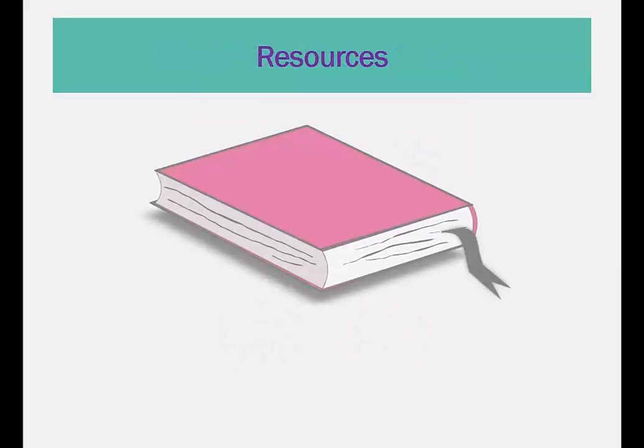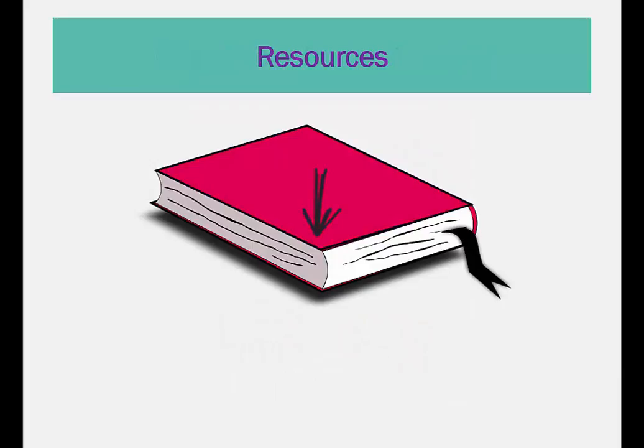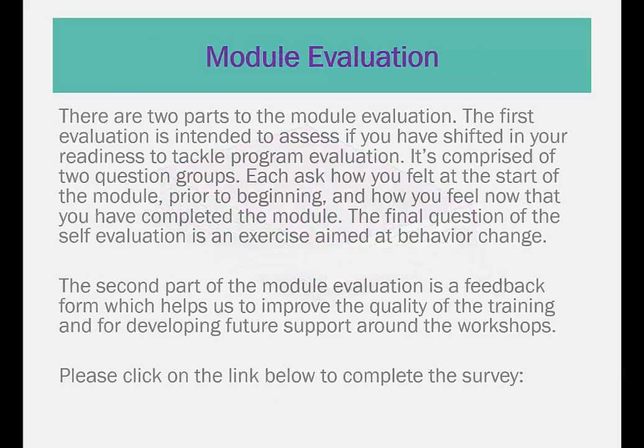Here you will find some recommended resources and readings on implementation if you would like some further information. There are two parts to the module evaluation. The first is intended to assess if you have shifted your readiness to tackle program/policy implementation. It's comprised of two question groups. Each asks how you felt at the start of the module, prior to the beginning, and how you feel now that you have completed the module. The final question of the self-evaluation is an exercise aimed at behavior change.